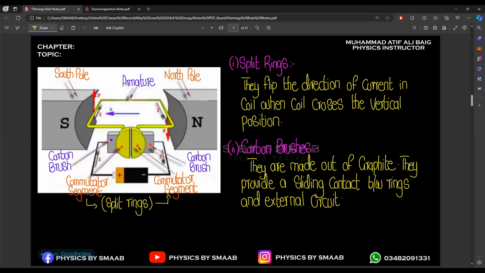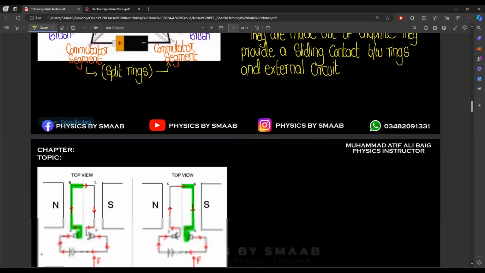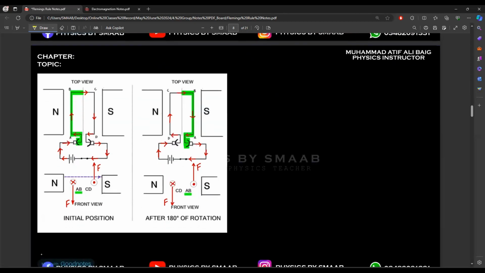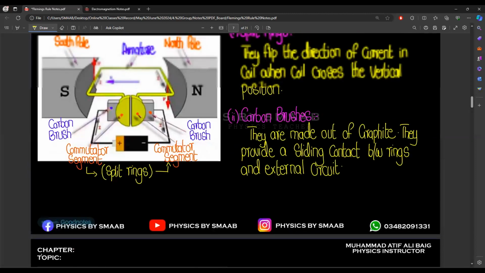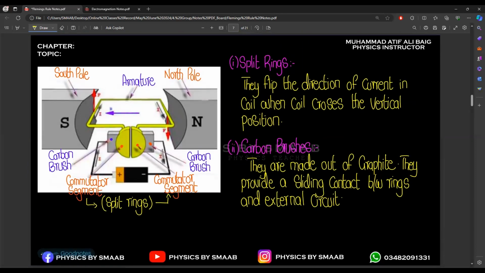And now the only part that is left out is the working of this DC motor. So in our next class, we will continue with the working of this DC motor. Because if we start now, we are not able to finish it. So only the working is left out, and we will also discuss the concept of that vertical position and why we are using split rings for that vertical position. So inshallah, in our next class, we will continue with the working of this DC motor, and that will be the last concept for this electromagnetism chapter. Okay.